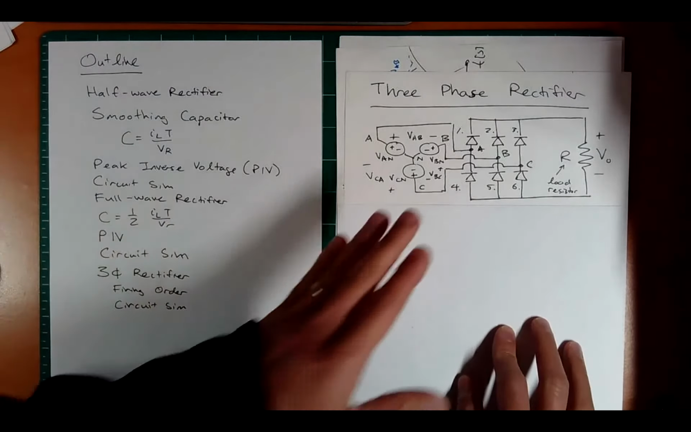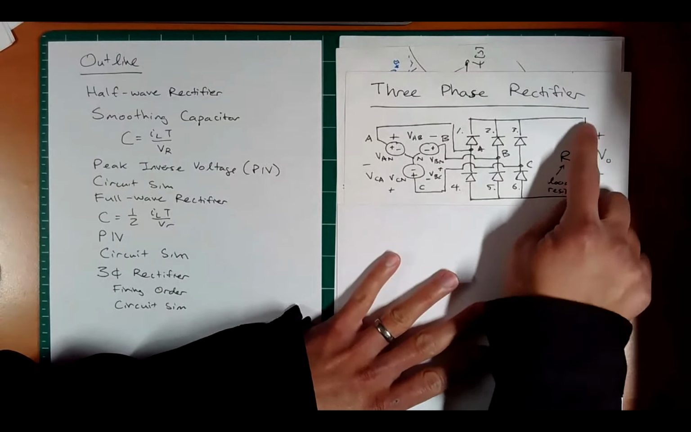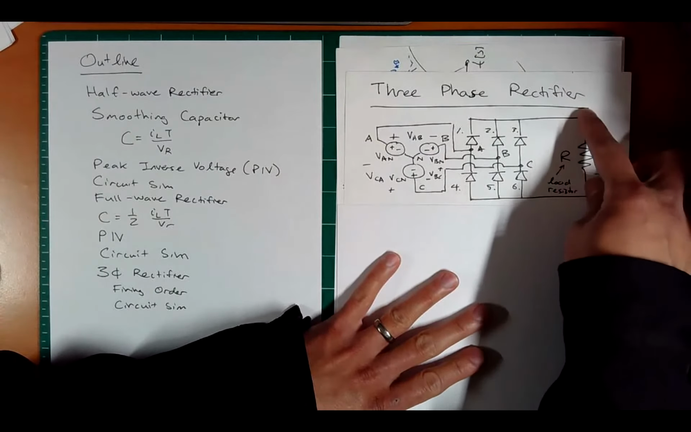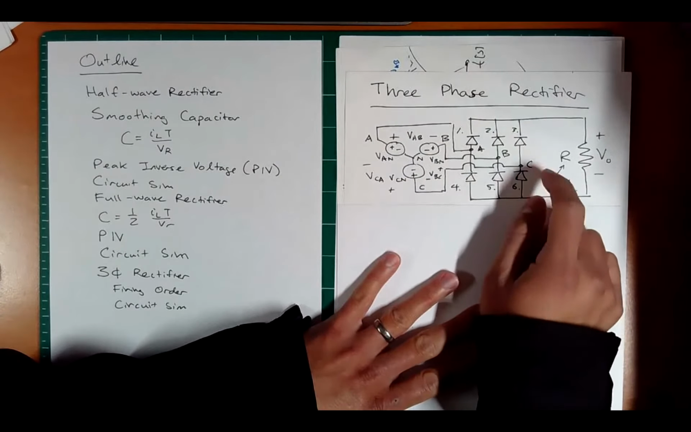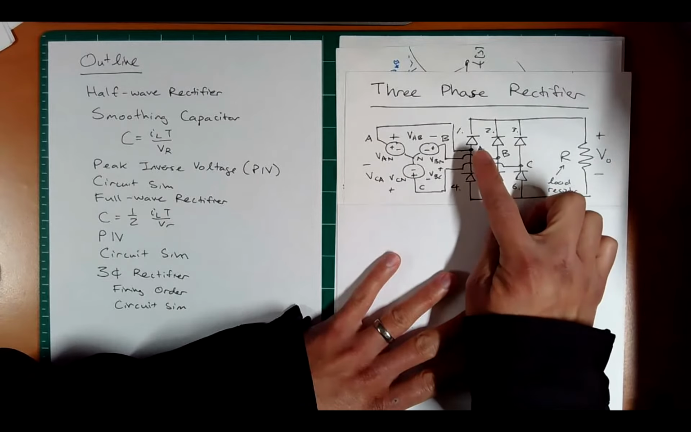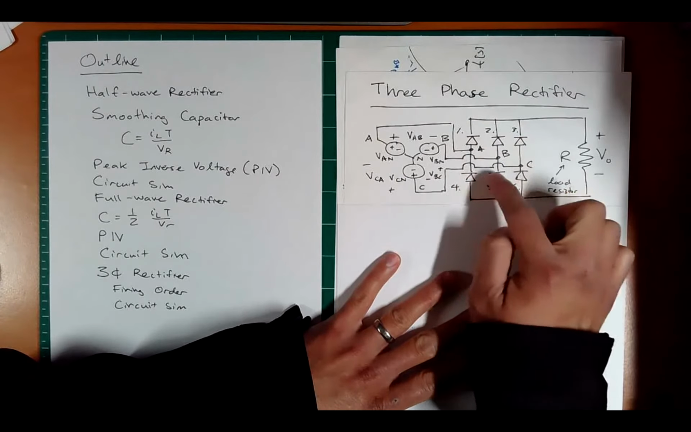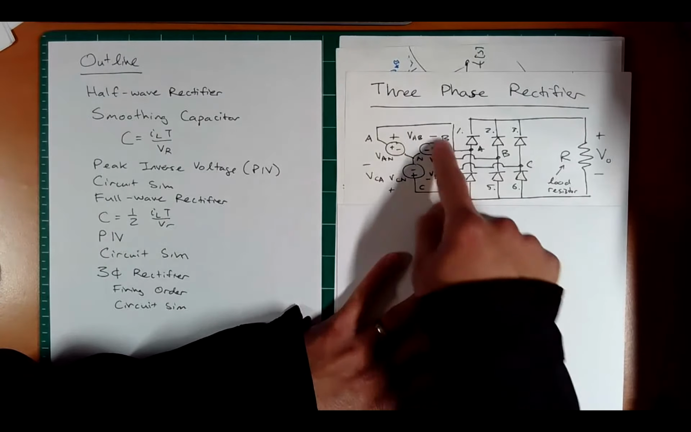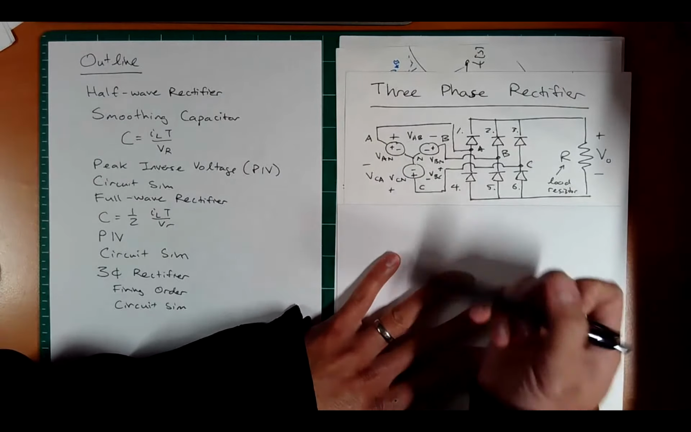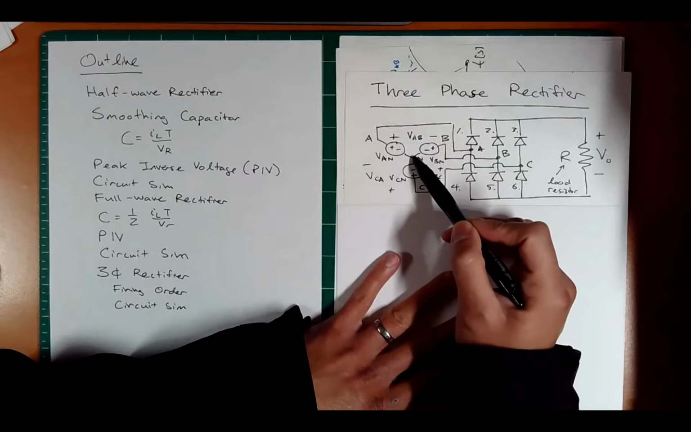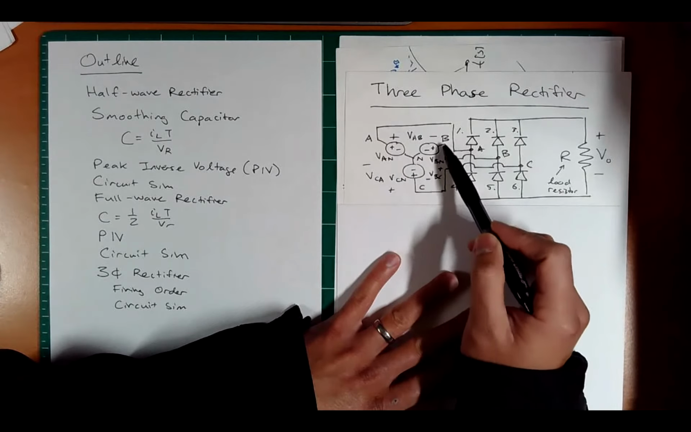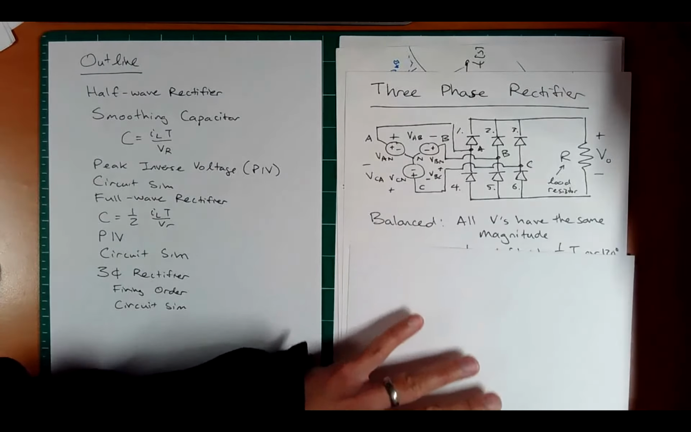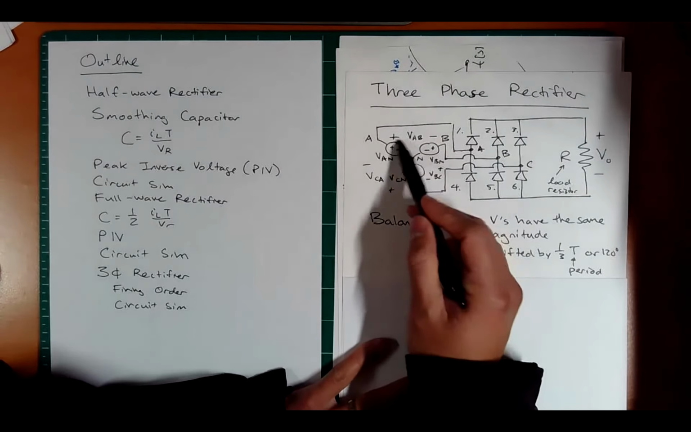Okay, so what we have here is a load, a simple resistor with the output voltage, and here are the six diodes that comprise the three-phase rectifier. So you have 1, 2, 3, 4, 5, 6 diodes, and what's feeding it is a three-phase source. So you have three line-to-neutral sources, AN, BN, and CN, and then you have three line-to-line voltages, VAB, VBC, and VCA. And what we're going to assume is that all three of these are balanced.